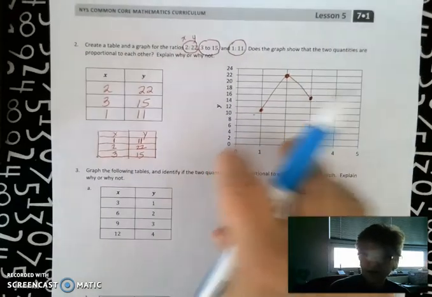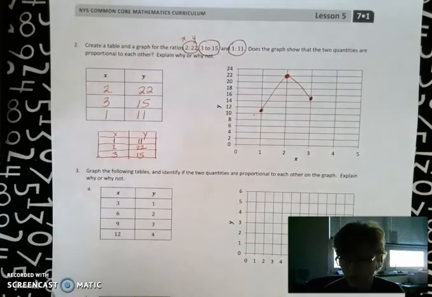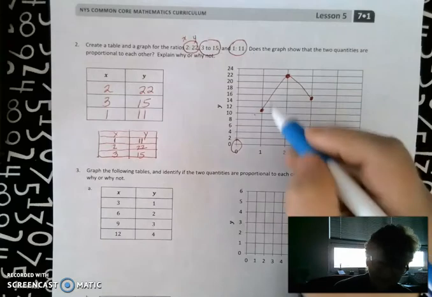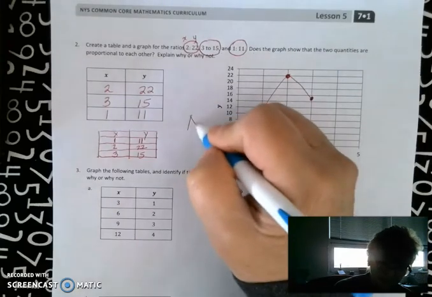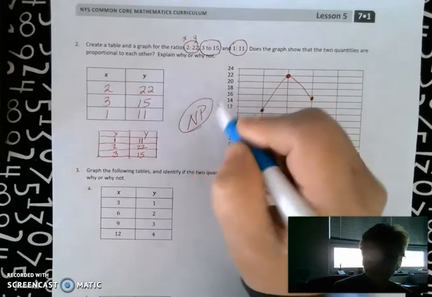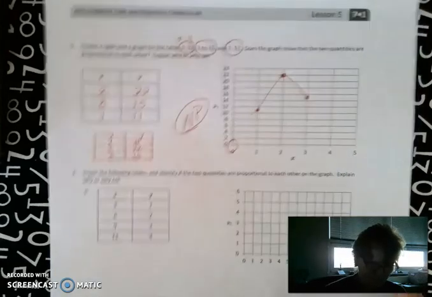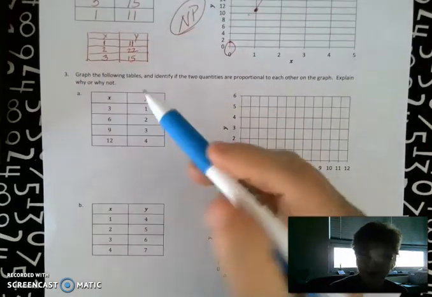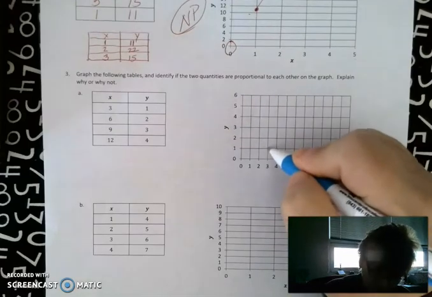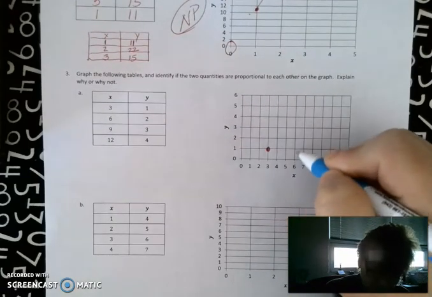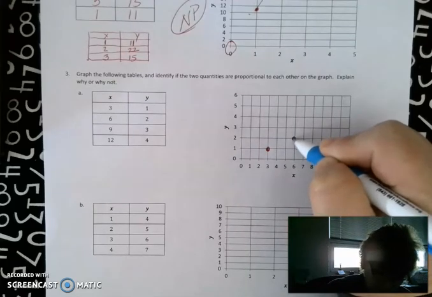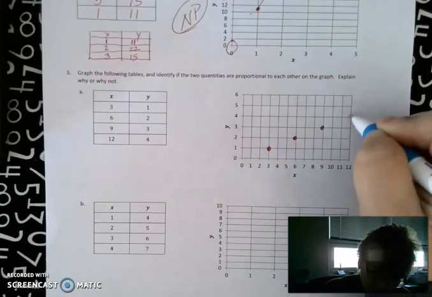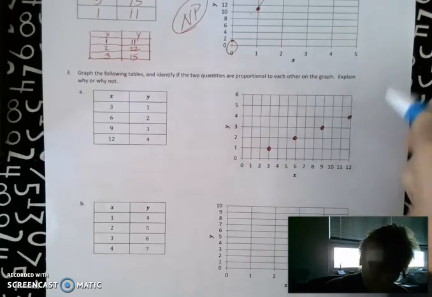So with that being said, looking at this, I am not going through the origin. And it is not straight, so it is non-proportional, NP. For 3A, okay, let's go ahead and graph. 3 and 1, 6 and 2, 9, 3, and 12, and 4.